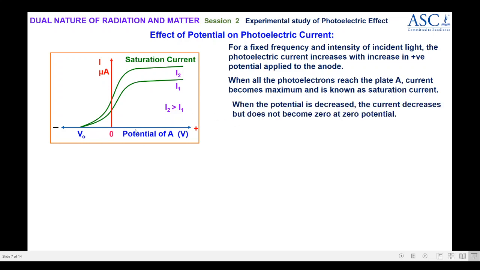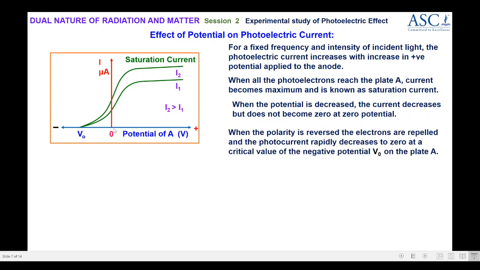Next, when the potential is decreased, in the sense that you reduce the positive potential. As you can see in the graph, when the potential is made zero, the photoelectric current is not zero, it has some value. Now when you reverse the polarity of the anode plate, the electrons are repelled, because when the anode is made negative, the electrons are also negative, so they repel and will not be able to reach the anode.